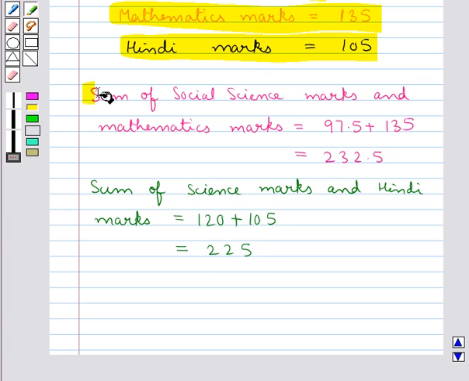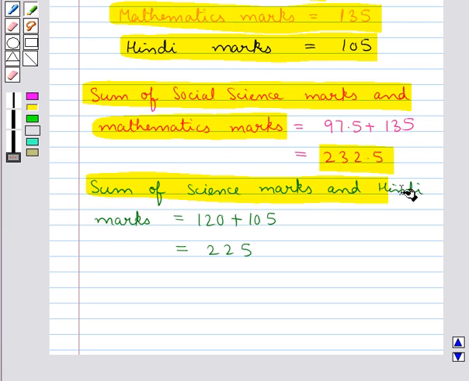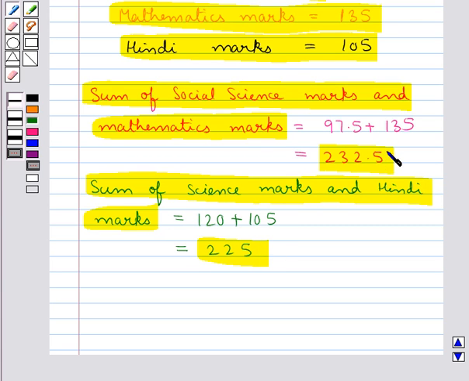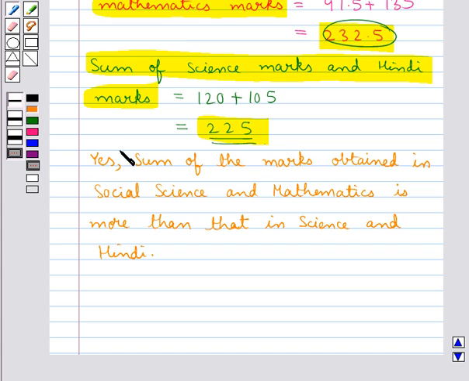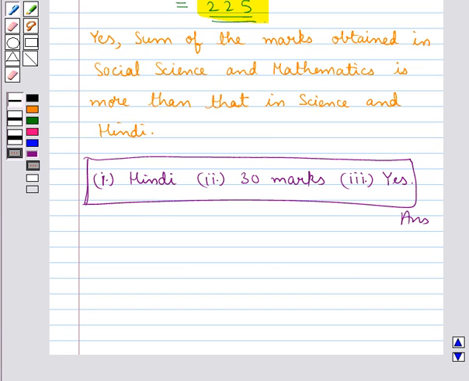We have sum of social science marks and mathematics marks is equal to 232.5, and sum of science marks and Hindi marks is 225. We see that 232.5 is obviously more than 225. So we say, yes, sum of the marks obtained in social science and mathematics is more than that in science and Hindi. Hence, the final answer for the question is, for the first part it's Hindi, for the second part it's 30 marks, and for the third part it's yes.